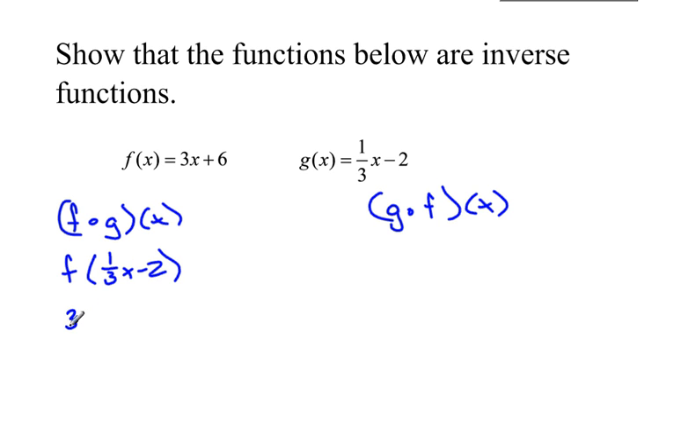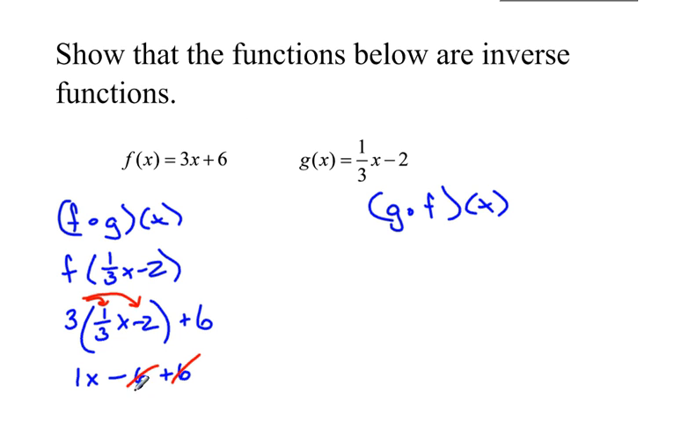So I'm going to have 3 times (1/3 x minus 2) plus 6. When I multiply this out, I'm going to get 3 times 1/3, 1x, 3 times 2, minus 6, plus 6. We see that these cancel, and we get x. Look at that. We started with x, we ended with x. Let's try it over here.